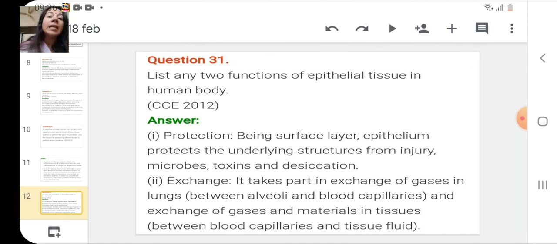Now, next question is, list any two functions of epithelial tissues in the human body. So the function which is explained here is protection, because that is the major function of epithelial tissues. Being a surface layer, epithelium protects the underlying structures from injury, microbes, toxins and desiccation. Whereas the second important function is exchange of various materials across it. It takes part in exchange of gases in lungs between alveoli and blood capillaries, and exchange of gases and materials in tissues between blood capillaries and tissue fluids.